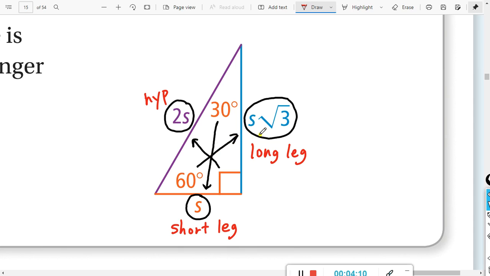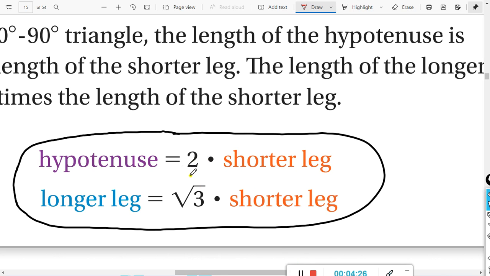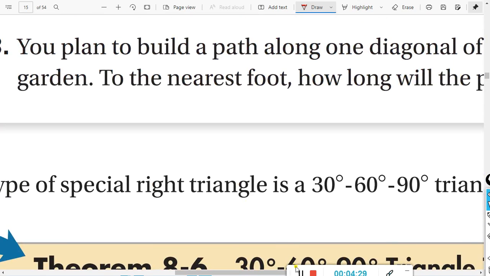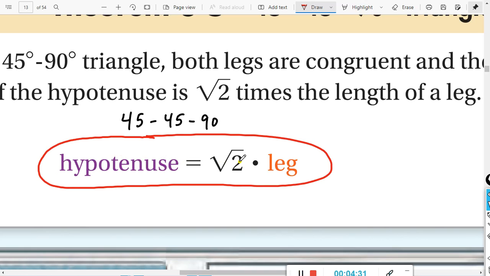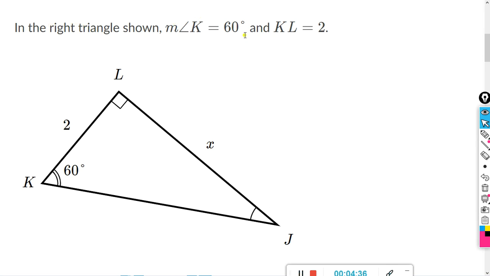So as you can see, the long leg is radical 3 times longer than the short leg, which is just S. And the hypotenuse is 2 times longer than the short leg. So we're going to use these two formulas in the assignment, and also the one for 45, 45, 90. So you can read the write-up if you want, but I think all of these measurements are always given on the diagram.